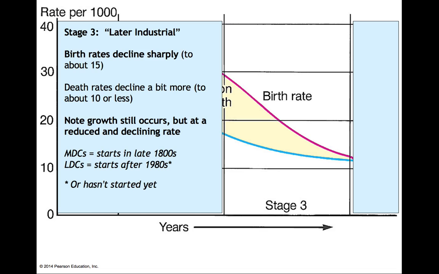Stage three is called the later industrial stage. This is when our birth rates start to decline and our death rates pretty much stay the same, or they go down a little bit. Note that growth still occurs, but at a reduced and declining rate. So, whereas in stage two, it was called like a population explosion, now in stage three, that's when we start to slow down a little. Everything is working towards an equilibrium. Okay, our crude birth rates and our crude death rates.